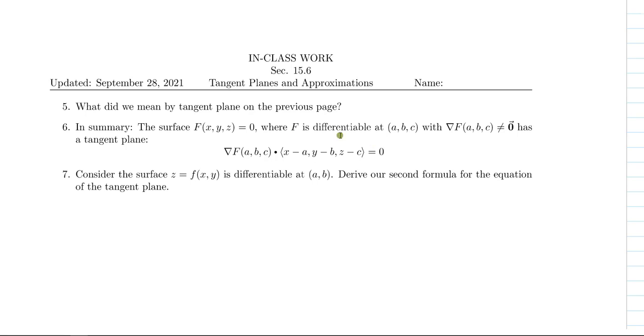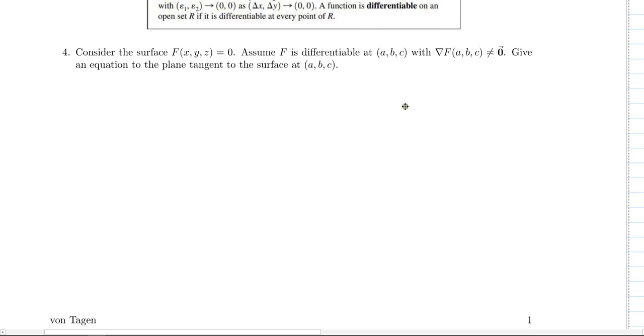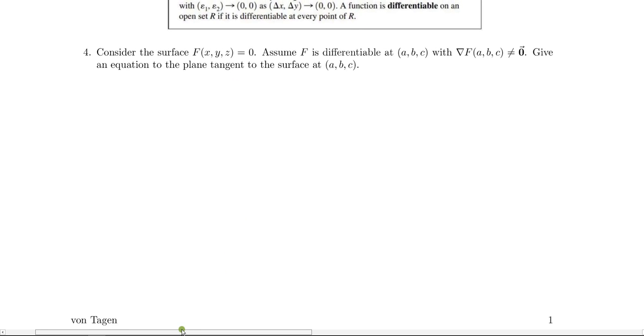So we want to go ahead and construct this formula. We've seen it already, we've worked with it already, but let's see where this formula comes from. So if we jump back up to here, in this problem we're asked to consider the surface f(x, y, z) equals 0, assuming it's differentiable at the point (a, b, c) with a nonzero gradient. Let's give the equation of the tangent plane.